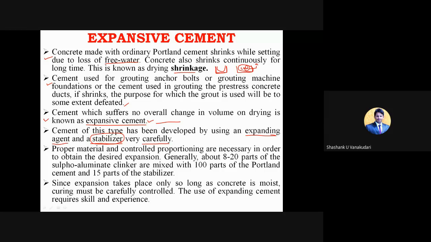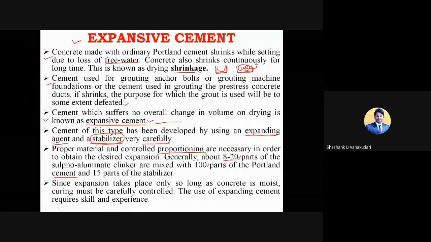So proper and controlled proportioning is very necessary when we use this expansive cement, I mean when we manufacture this expansive cement. Basically around 8 to 20 parts of sulfo-aluminate clinkers are mixed with 100 parts of Portland cement. Here 8 to 20 parts, in the sense you can consider with respect to percentage: for 100 percent they take around 8 to 20 percent of the sulfo-aluminates, which are rich in SO3 as well as aluminate, Al, and they are mixed with 100 parts of the Portland cement.